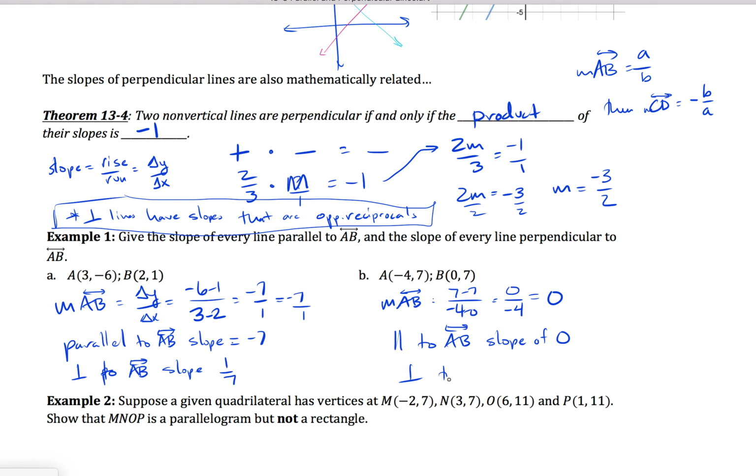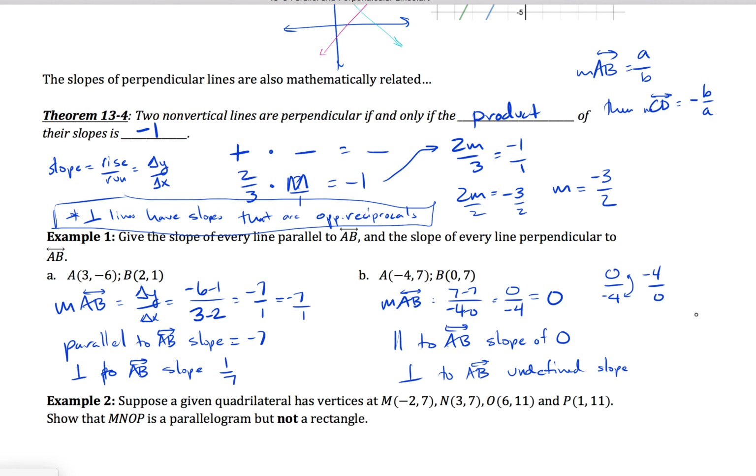But what about perpendicular to line AB? Well, what's the reciprocal of 0? Or if we took this 0 over -4 and we flipped it around, what would we end up with? Well, we'd put the -4 on top and the 0 on the bottom. But 0 on the bottom of a fraction, that's a big no-no in the math world, right? We can't divide by 0. And so what we can say about anything that's divided by 0 is that it's undefined. So if the line has a slope of 0, then the perpendicular line will have an undefined slope. And vice versa. If we find a line that has an undefined slope, then the perpendicular line would be 0.